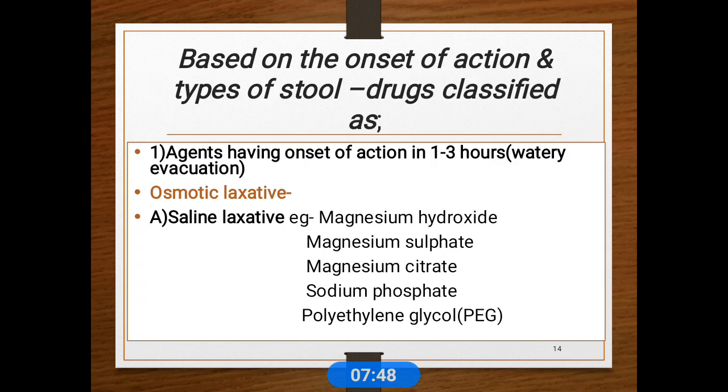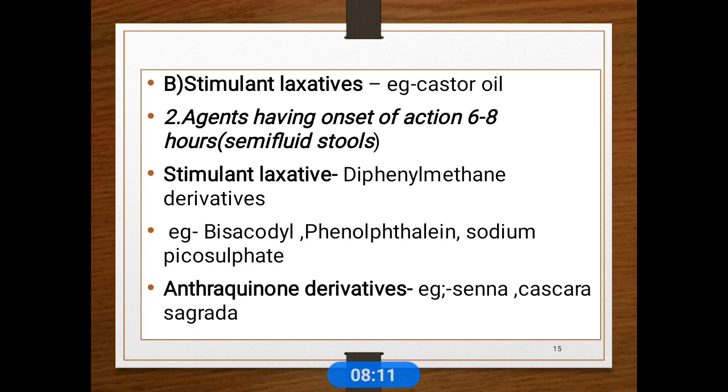Next, we classify based on the onset of action of drugs and types of stools. Some of these drugs show an onset of action in 1 to 3 hours and are effective in watery evacuation, mostly osmotic laxatives like saline laxatives, for example magnesium salts, sodium phosphates and polyethylene glycol, and stimulant laxatives like castor oil. Some agents have an onset of action of 6 to 8 hours and are useful in semi-fluid stools. These are stimulant laxatives like diphenylmethane derivatives such as bisacodyl, phenolphthalein, sodium picosulfate, and anthraquinone derivatives like senna and cascara sagrada.